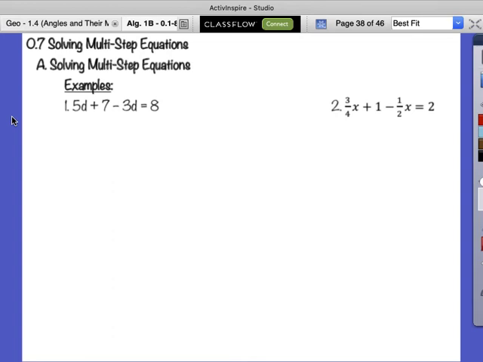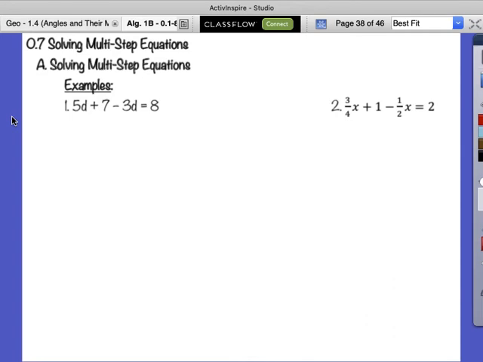So we're going to solve multi-step equations. Our last class we did two-step equations. Today we're doing multi-step. So 5d plus 7 minus 3d equals 8. How many times do we see variables today? Twice. We've only seen them once before. What would we do in this scenario where we see multiple sets of variables here?